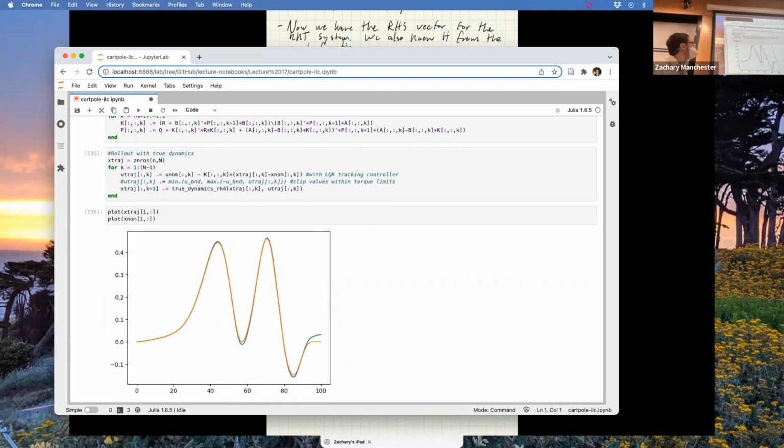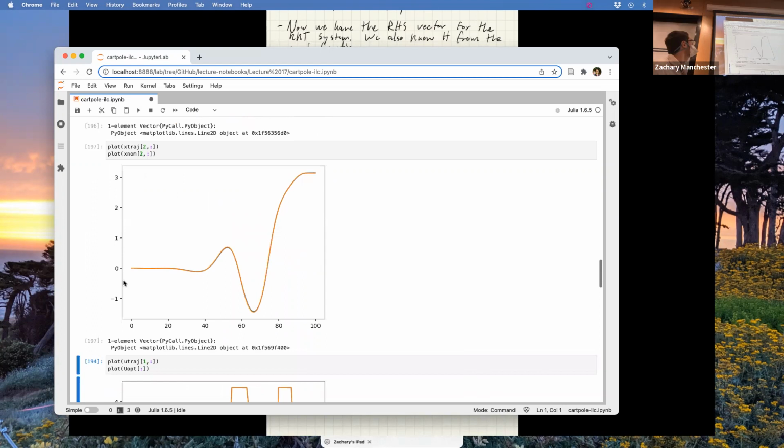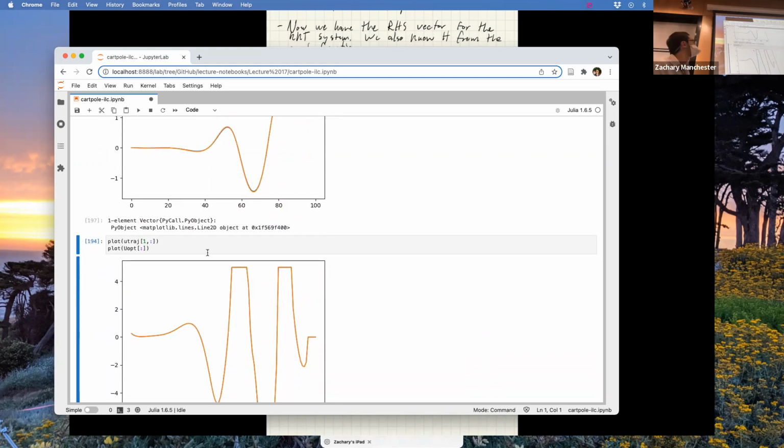Yeah, so that actually does really well. You can see just with vanilla LQR, it swings up. Here's the problem. Here's my open loop U. Here's U with the LQR controller. So it's actually violating the torque limits.